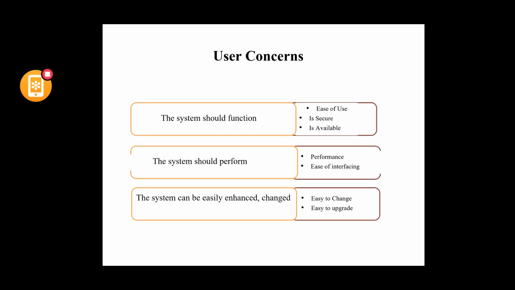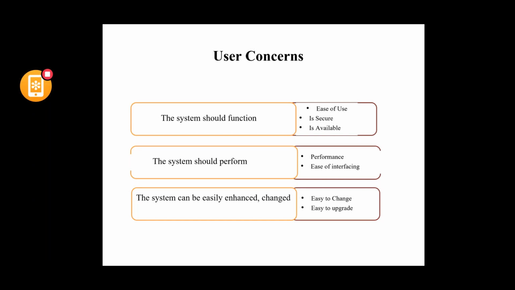For example, I am using a loan, I have my own concerns, or I am using a banking system, I have my own concern. I am using some other system, own concern. So the business says that the system should function. On the other side, you have the user concern. The user is more worried about ease of using the application, security of the application, availability of the application.